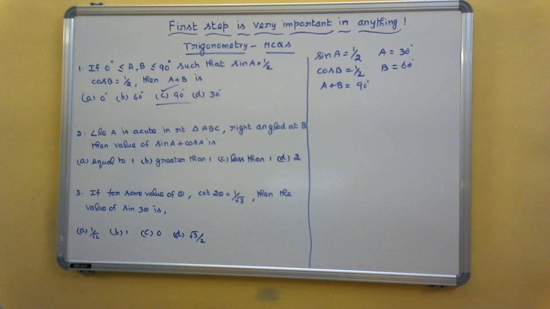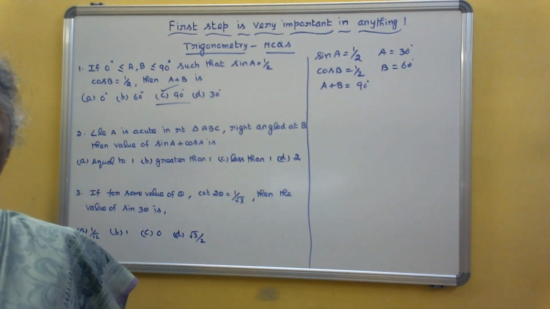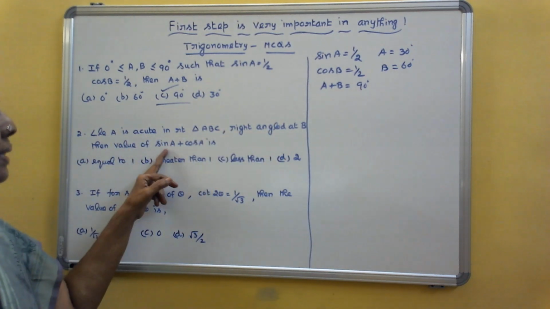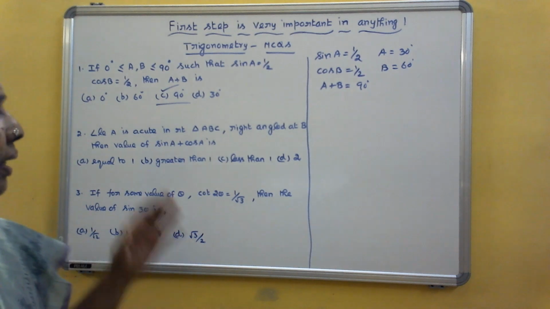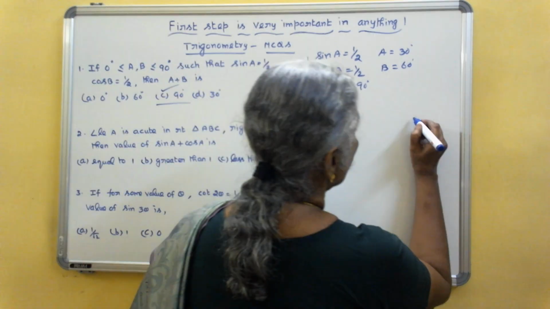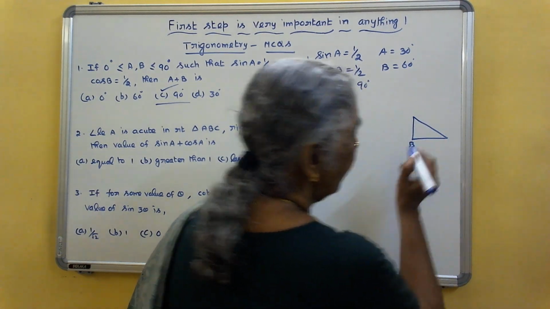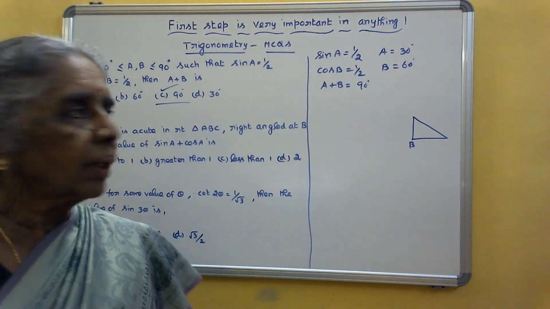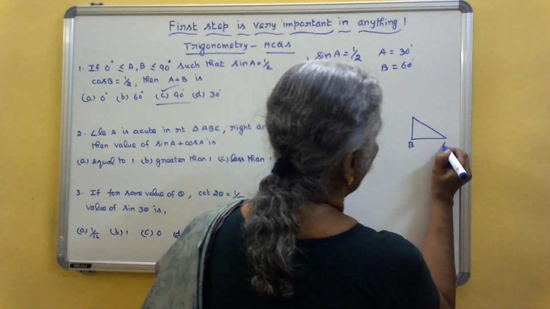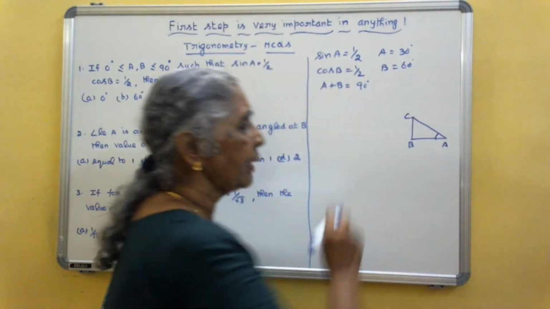Second sum. Angle A is acute in right triangle ABC, right angled at B. Then the value of sin A plus cos A is, and again 4 options are given. Let us draw a small figure so that it will be clear for us to do. Now this is the right triangle. It is right angled at B. The other two letters you can put anywhere, that doesn't matter. So I am putting A here and C here, right? Now this is angle A.